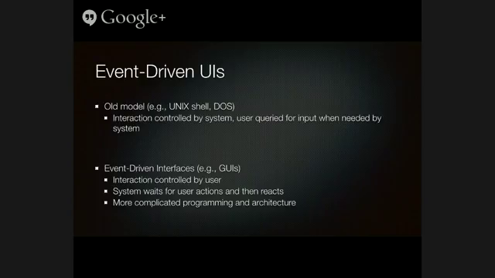And so what we ended up doing was moving towards event-driven UIs in the 70s, 80s, 90s, today, where instead of interaction being controlled by the system and the system asking you for exactly what it wanted at exactly the time it wanted it, instead we were doing this event-driven thing, things like graphical user interfaces, where the interaction is controlled by the user and the system has to wait for the user and react to the user. Wildly, wildly more complicated to program and to architect. But it's what we had to do because it was just where the world was going.